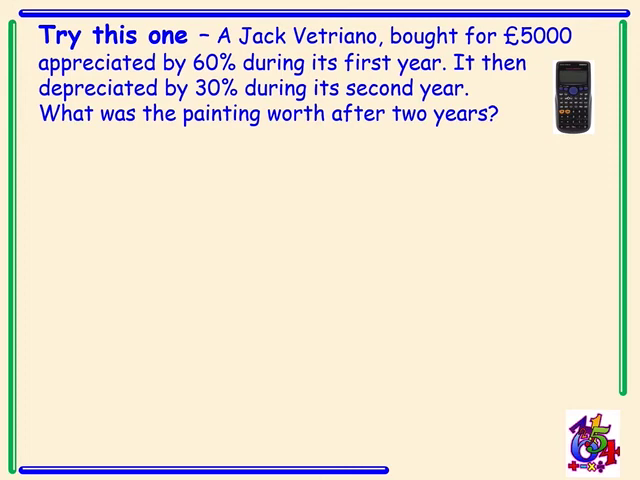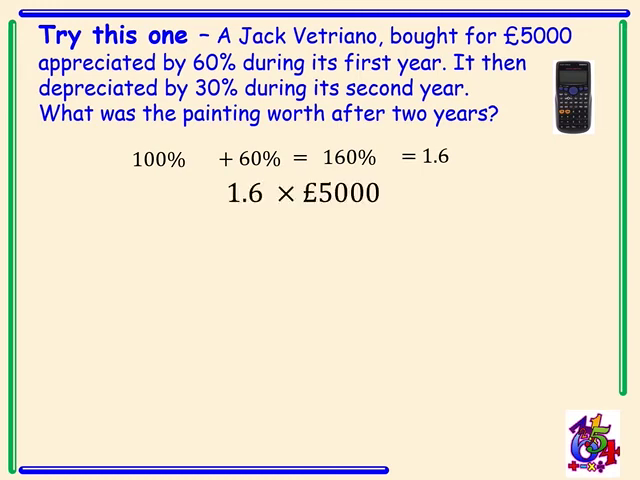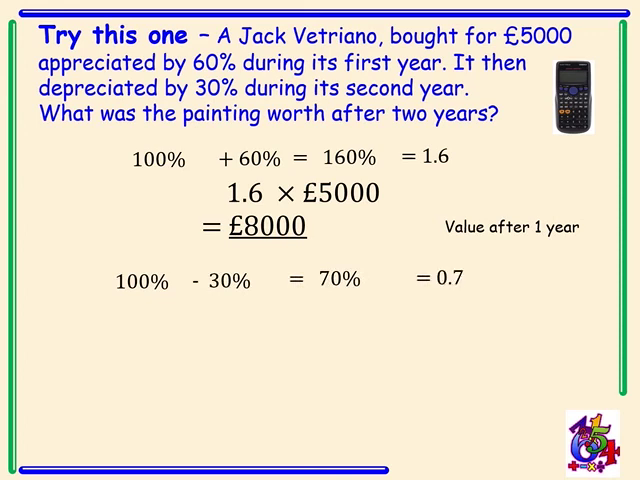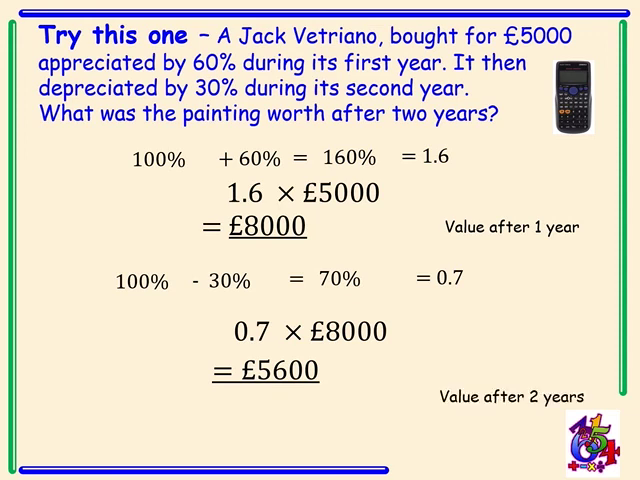The working you should have done should have been adding 60 to get 160% or 1.6. So the calculation for the first year is 5,000 multiplied by your 1.6, which is £8,000. Now that we have the value after 1 year, we see the painting then depreciates by 30%, so 100 minus 30 is 70, which is 0.7. So we multiply the 0.7 with the value after 1 year, so 0.7 times £8,000 gives an answer of £5,600. So the value of the painting after 2 years is £5,600.